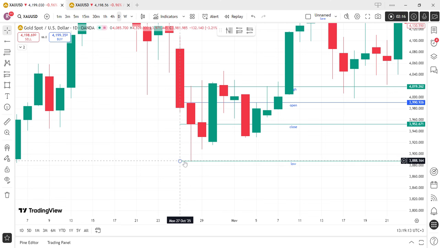So what you have here, I'm using this candle of Tuesday 28th October 2025 on gold. And remember, you can use any asset. It doesn't really matter, be it Nasdaq and whatever. This is the low of this candle. This is the close of this candle. This is the open of this candle. And this is the high of this candle.